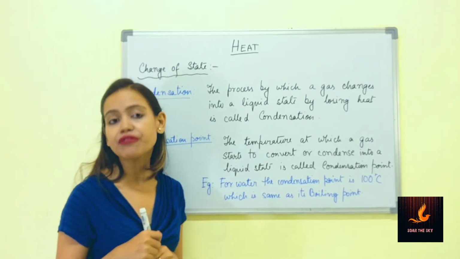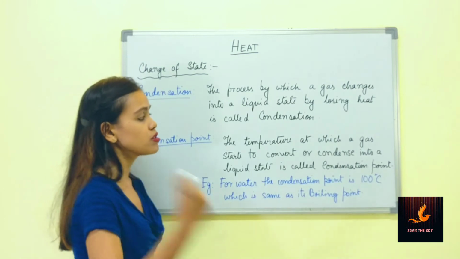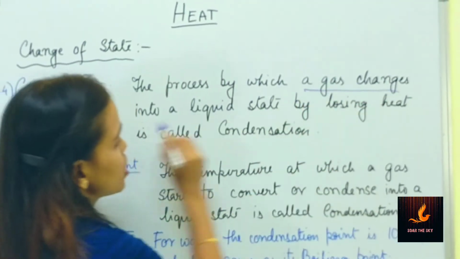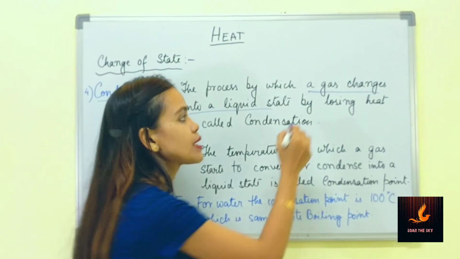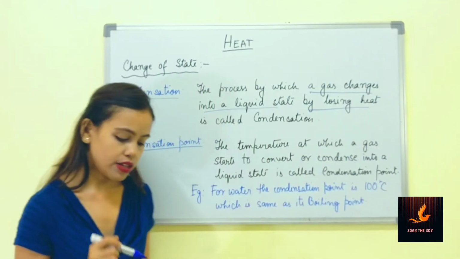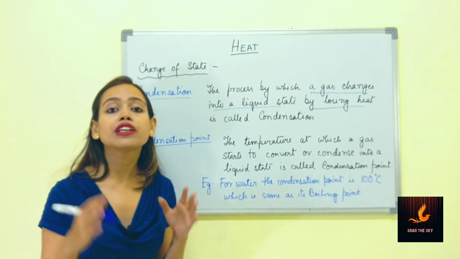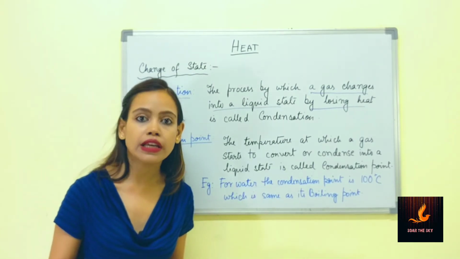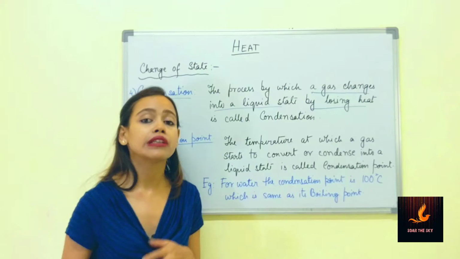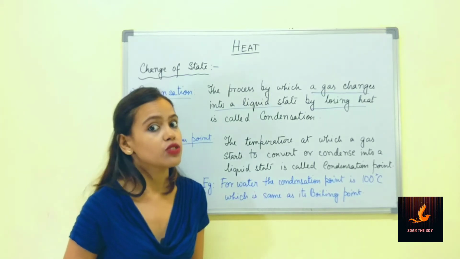So the definition for condensation will be: the process by which a gas changes into a liquid state by losing heat is called condensation. Now, there is a particular temperature at which the gas starts losing the heat and starts to get converted to the liquid state. That temperature is called the condensation point.